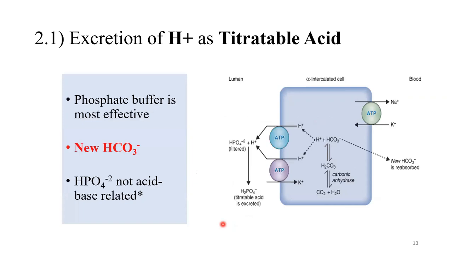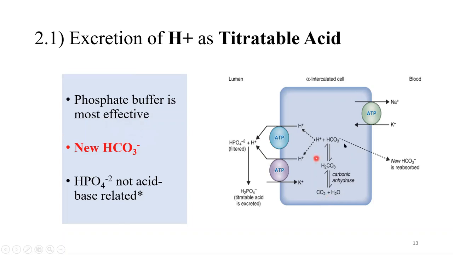So number two was excretion of hydrogen as a titratable acid. No big issues here. Phosphate buffer system is a very effective buffer system in the sense that it's very efficient in its titration of hydrogen. Where does this all come from?